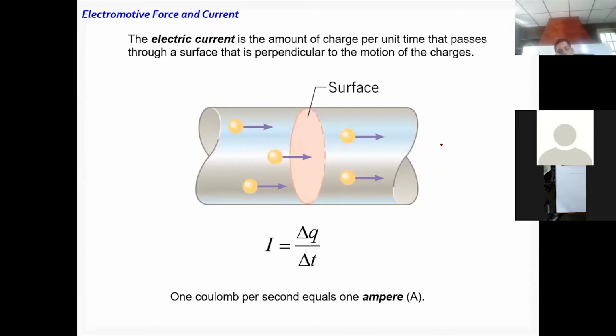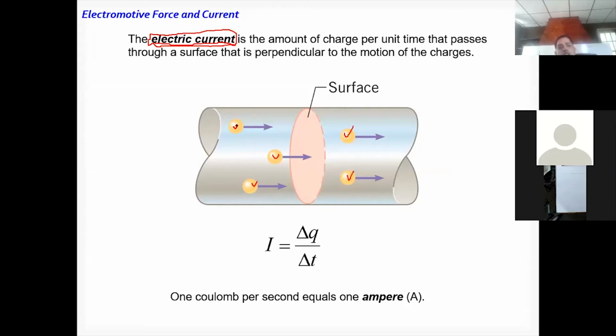Now let's talk about the current, electric current, or simply current. Not the wind current or water current. This is electric current, meaning the current due to electricity. Electric current is the amount of charge per unit time that passes through a surface that is perpendicular to the motion of charge. Let's say these are the charges. How many charges you see here? 1, 2, 3, 4, 5. In this case, 5. But there are millions of charges here, right?